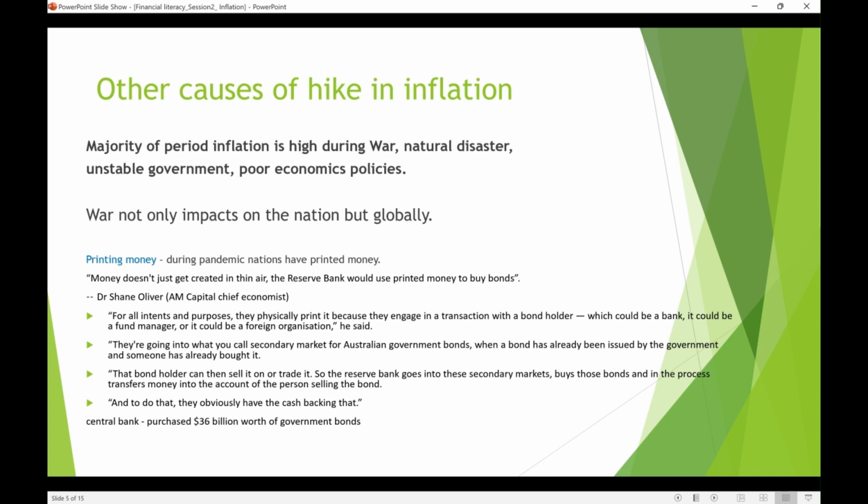So that's how we know inflation has increased. Natural disasters are another cause. If any country has a natural disaster, like earthquakes or flooding, there is a lot of damage to industry. That's how prices go up, because import duty will go up.